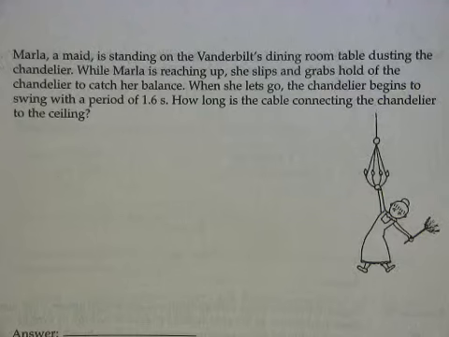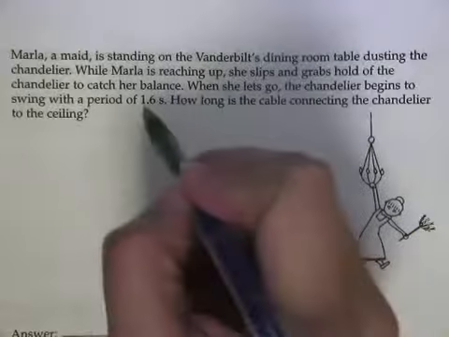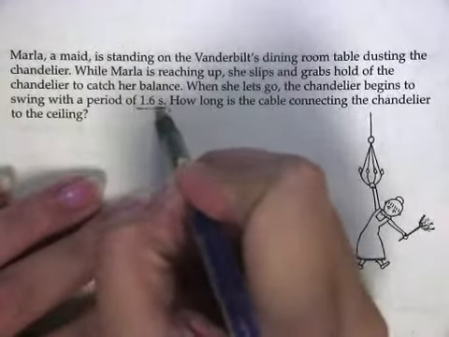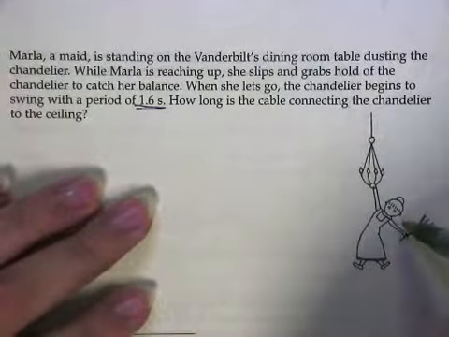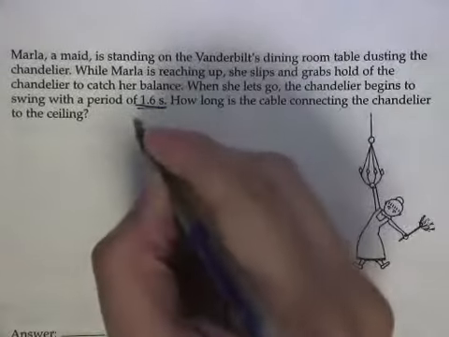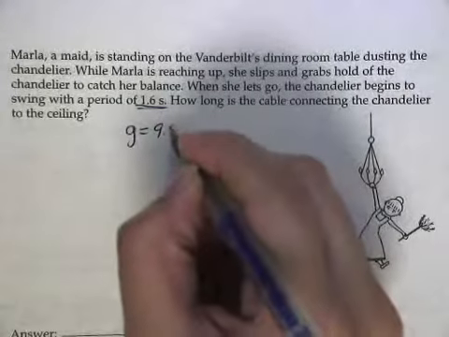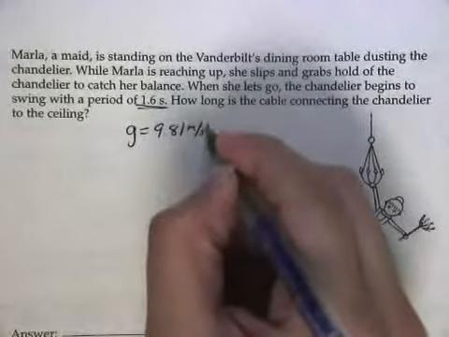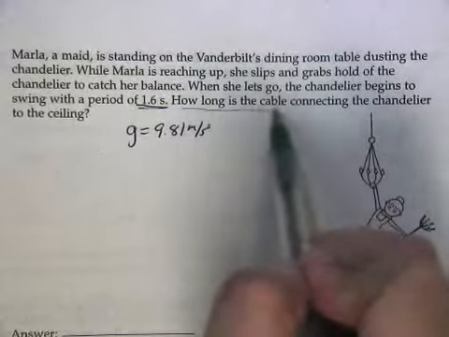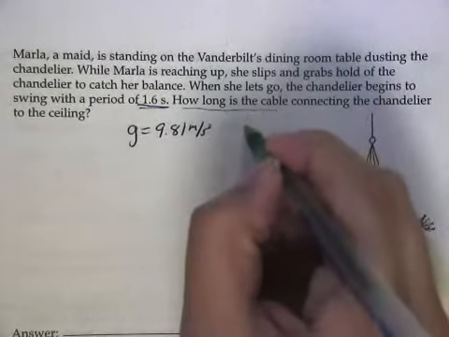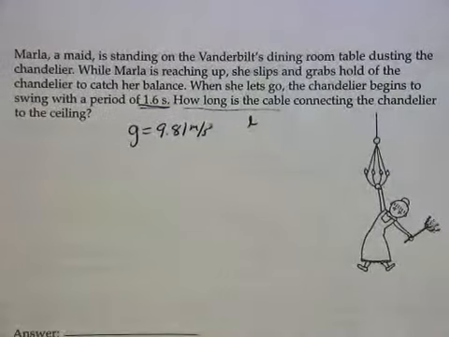One of the first things that you always want to do when solving these types of problems is identify your unknowns and your knowns. We are given that the period is 1.6 seconds, and we can assume that Marla is on Earth and that gravity is 9.81 meters per second squared. They're asking us for how long the cable is, which is indicated by the letter L for length.